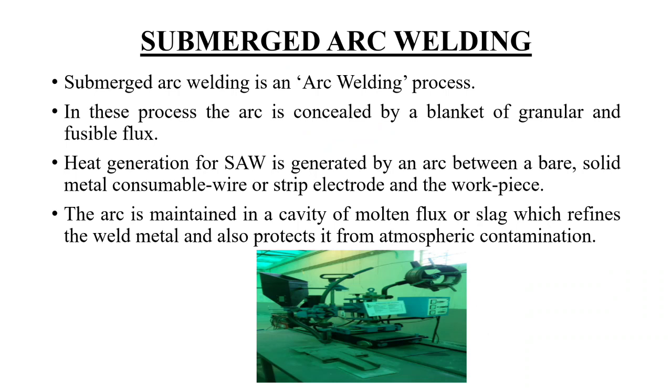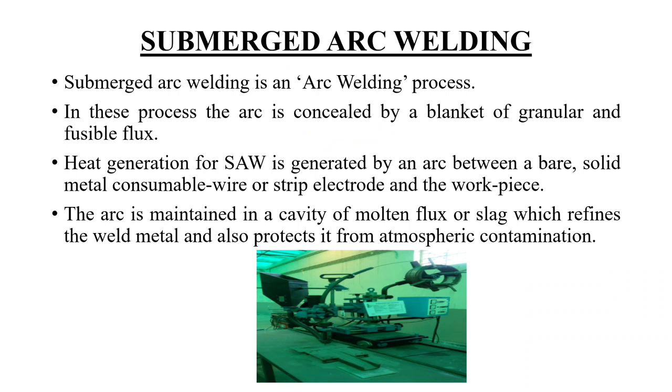Submerged arc welding is an arc welding process. In this process, the arc is concealed by a blanket of granular and fusible flux, and the heat is generated by an arc between a bare, solid metal consumable wire or strip electrode and the workpiece. The arc is maintained in a cavity of molten flux or slag, which refines the weld metal and also protects it from atmospheric contamination.